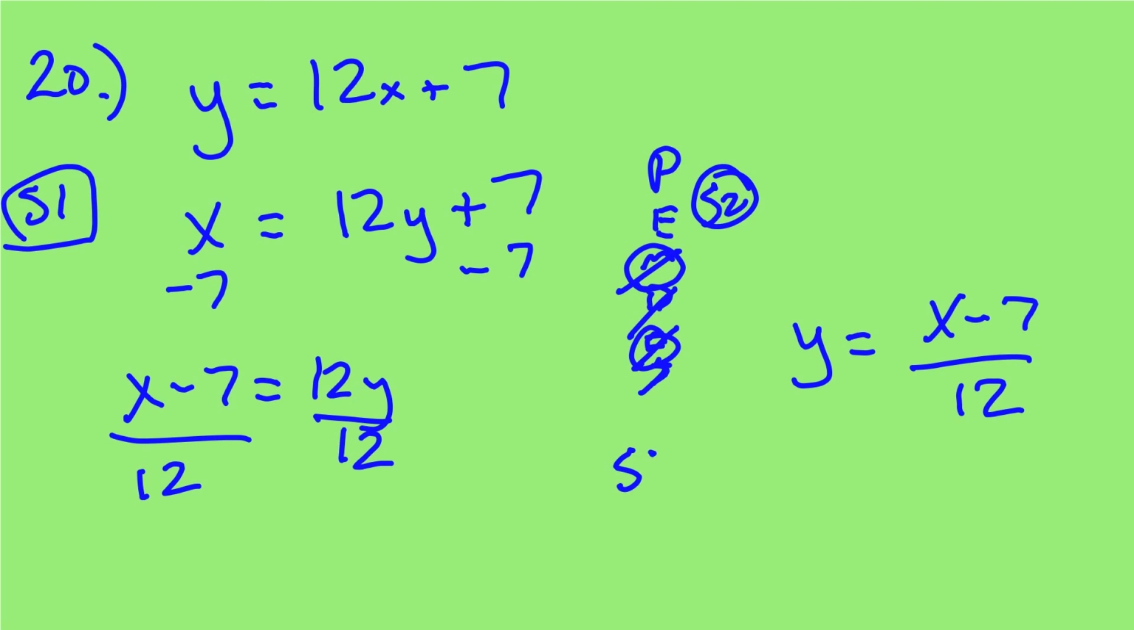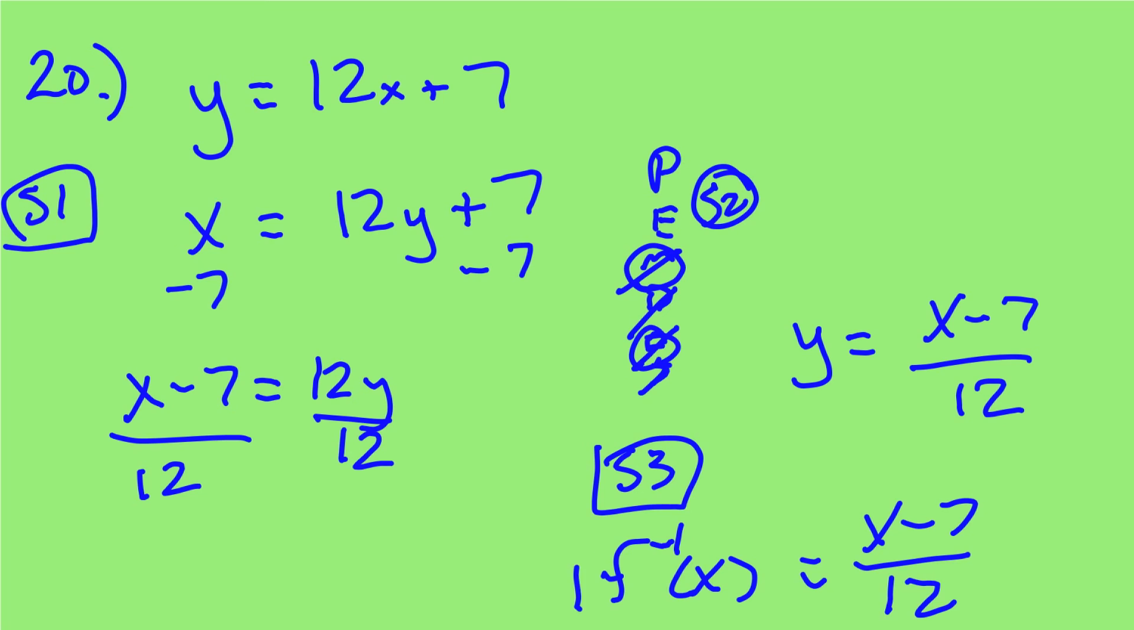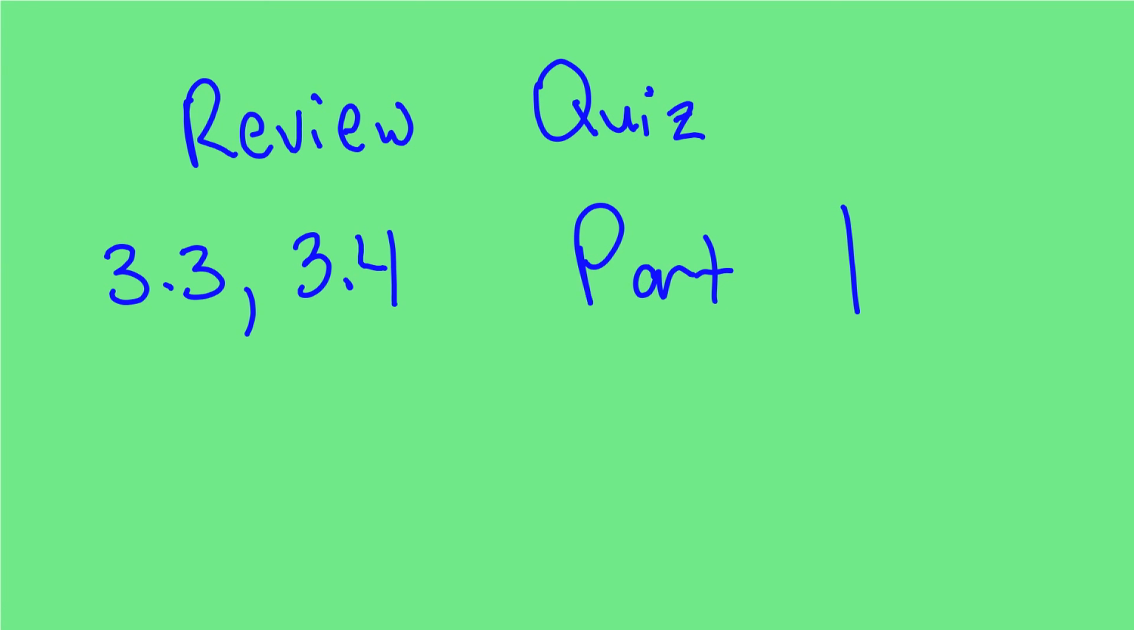And then remember, step 3 says you have to write f inverse of x. That's you telling me that that's the inverse. So I have f inverse of x equals x minus 7 all over 12. And that's it for 20. And that's all we're going to do tonight. So part 1 of this video was numbers 1 to 20. And that's it.